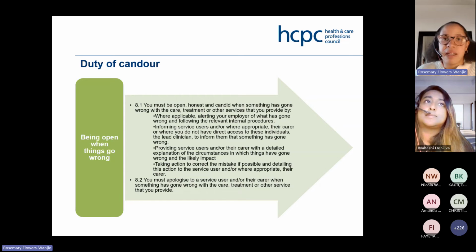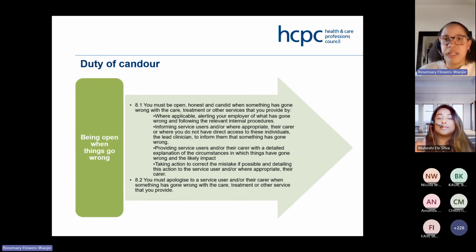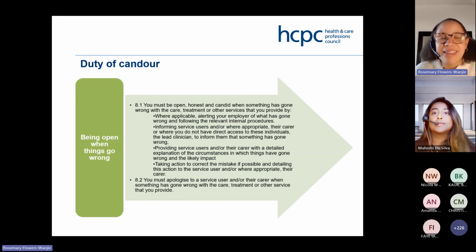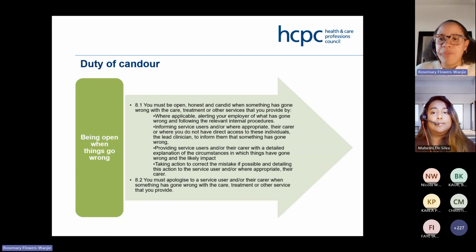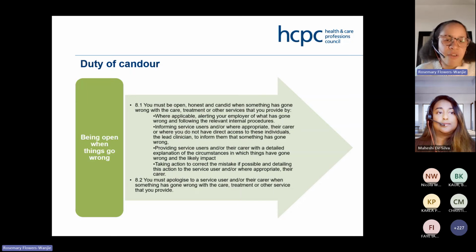And you may be in a situation where a service user has left your presence, it's after the fact and you've realised that something has gone wrong, and some of our registrants do not have direct access to service users. So in the instance where registrants do not have direct access to a service user or their carer, they are expected to inform their lead clinician of what has gone wrong.